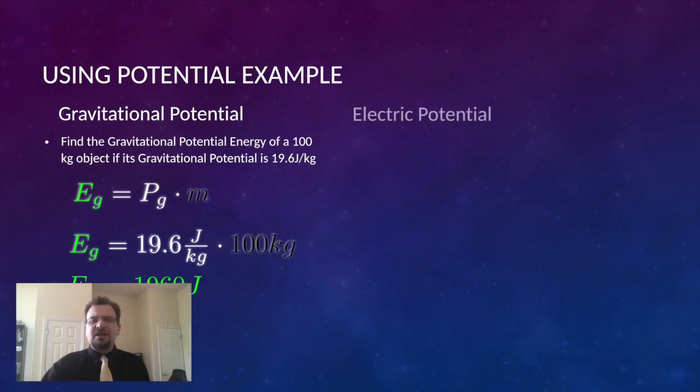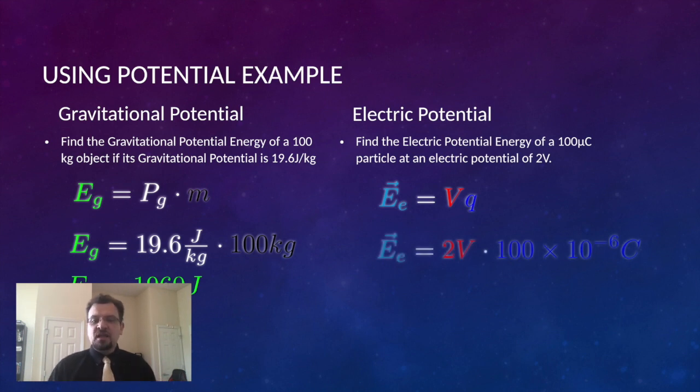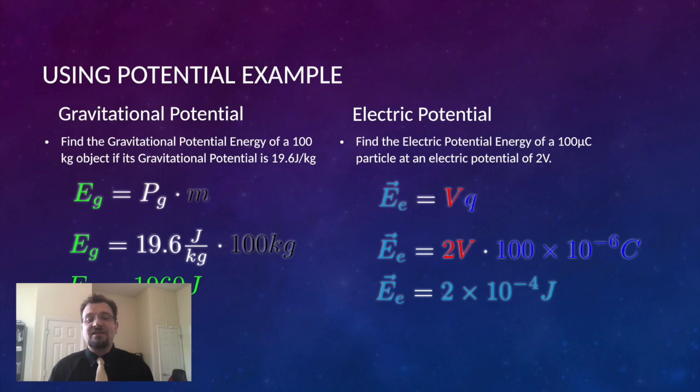We can do something very similar when it comes to electric potential. So if we wanted to find the electric potential energy for a 100 microcoulomb particle in an electric potential of 2 volts, we can do that. What we're going to do is to find that electric energy, we're going to have that equal to the voltage times the charge. So 2 volts times 100 microcoulombs is going to give us an answer of 2 times 10 to the negative 4 joules.